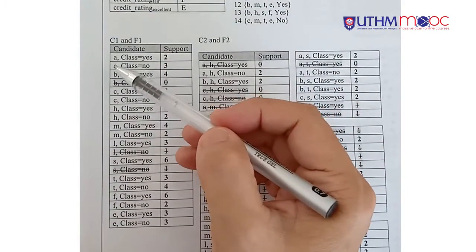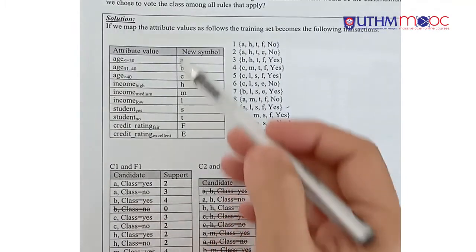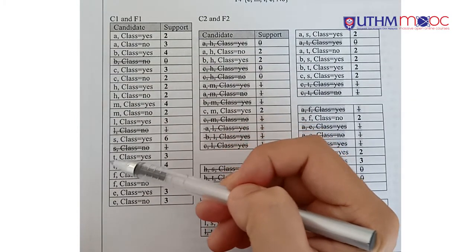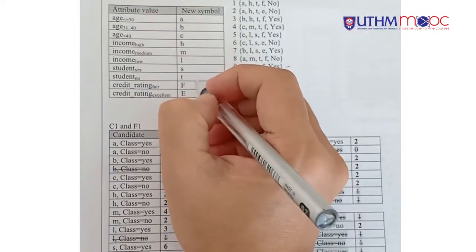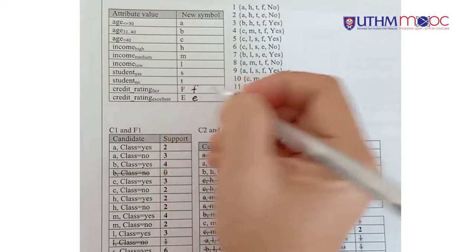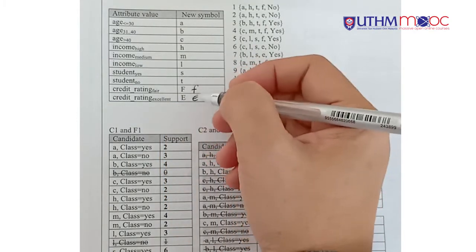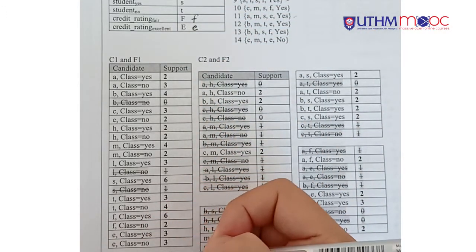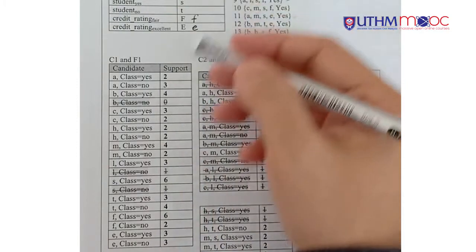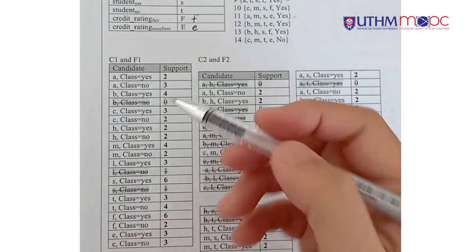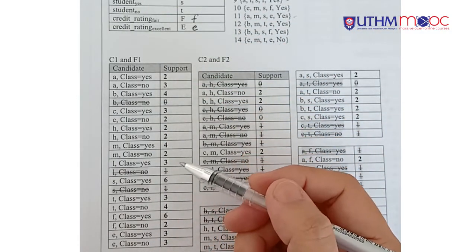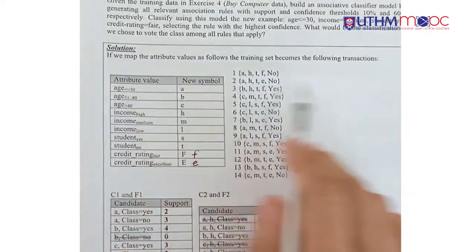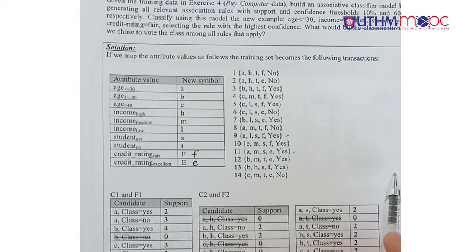So we have A, B, C, H, M, L, S, T, F and E. Now, don't worry about this, it's not consistent. This is uppercase, I'm using lowercase here. No problem. So after we count all the support, how many times? Basically, support is how many times the item appears in the transaction. Recall, one row is one transaction. So we have 14 transactions here.